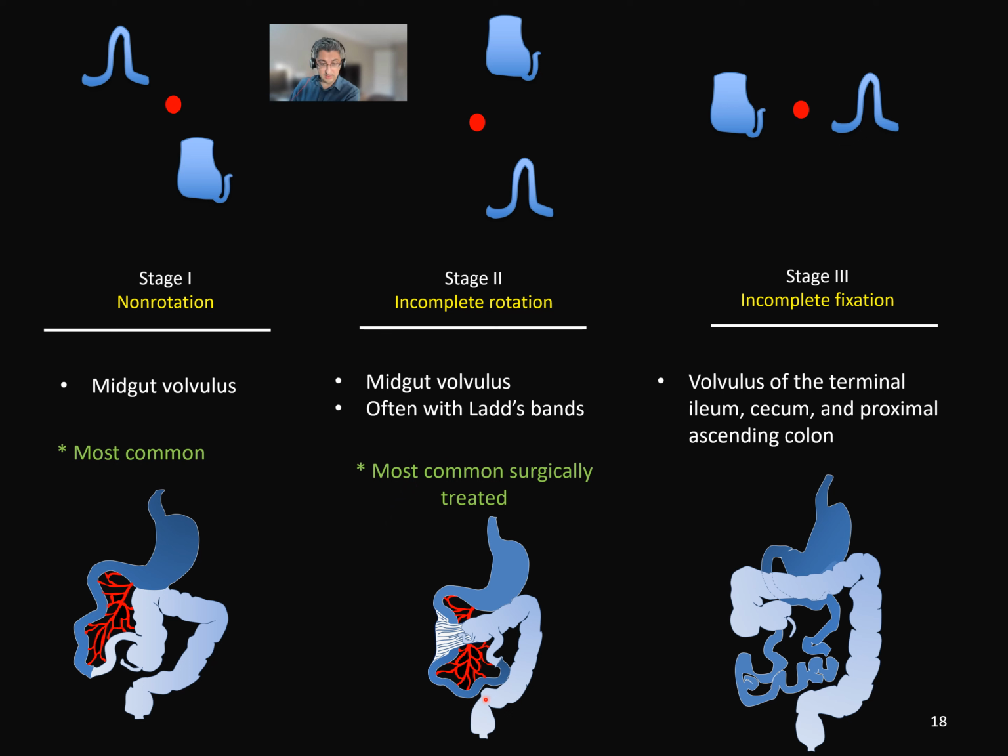And here you can see the DJ junction and cecocolic loops are in abnormal position, and this is usually what we refer to as volvulus. And stage 3 is the mildest form because the cecum is close to its anatomic position and the DJ junction is close, but it usually results in volvulus of the terminal ileum, cecum, and proximal ascending colon.